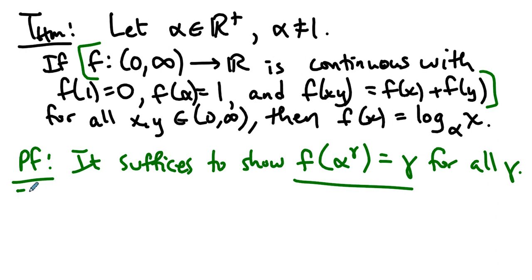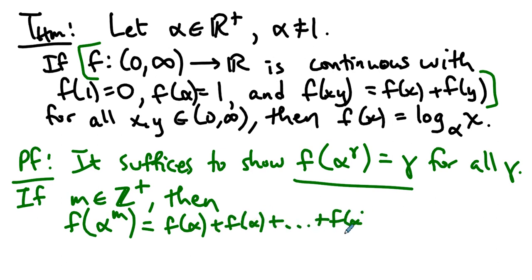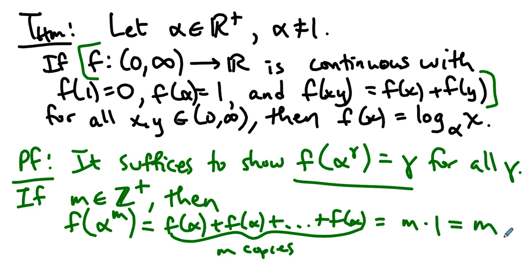So let's go. If m is a positive integer, then by hypothesis, f of alpha to the m is f of alpha plus f of alpha plus a whole bunch of f of alphas, so that there are m copies. And f of alpha is 1 by hypothesis, and that's m. Check.